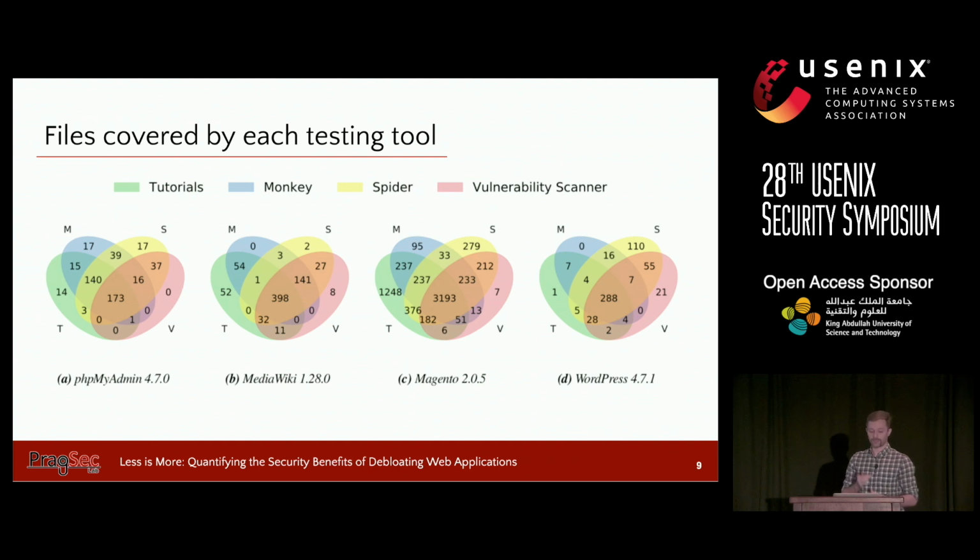For example, if you look at the monkey test for PHP and Magento, you see that it covers some distinct files. And these applications in their UI rely on JavaScript. So when you compare these two with MediaWiki and WordPress, where they do not use JavaScript in their UI for navigation as much, Spider usually covers all the files that the monkey testing could potentially cover.